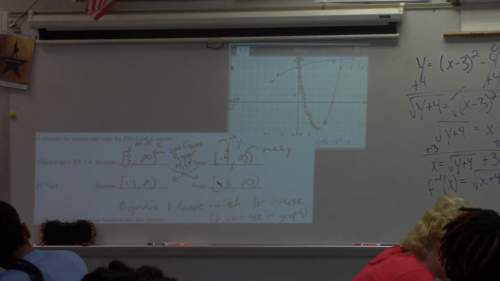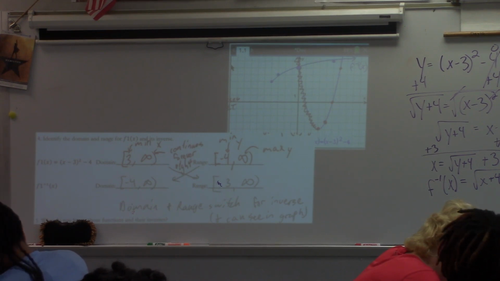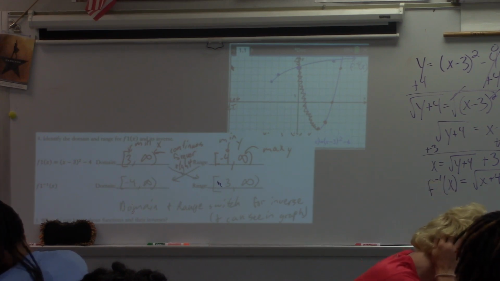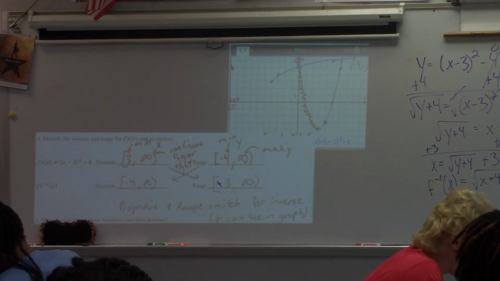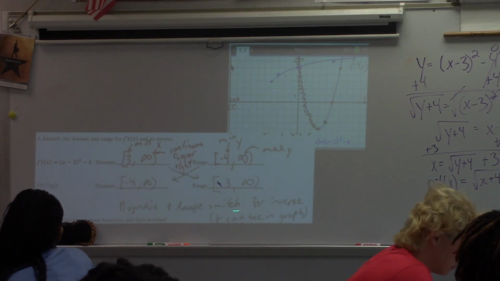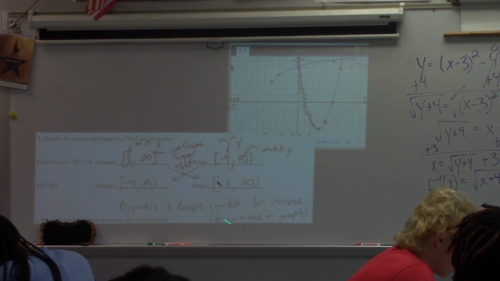Notice the order of the domain and range doesn't switch. It's not infinity to 3, it's just that what was my domain has become my range. What was the range became the domain. And I made that note, domain and range switch for the inverse. And we can see it in the graph.